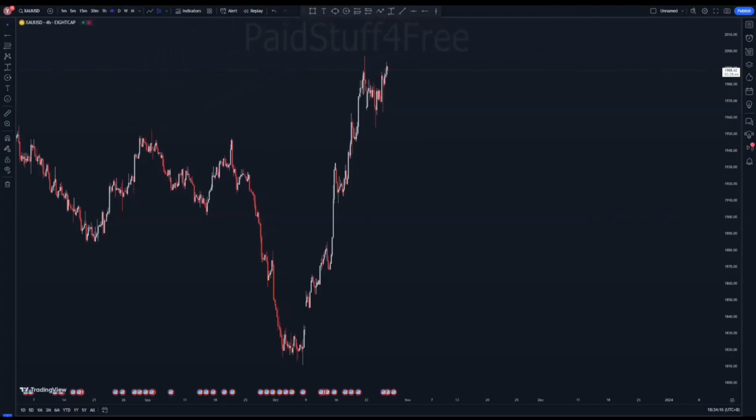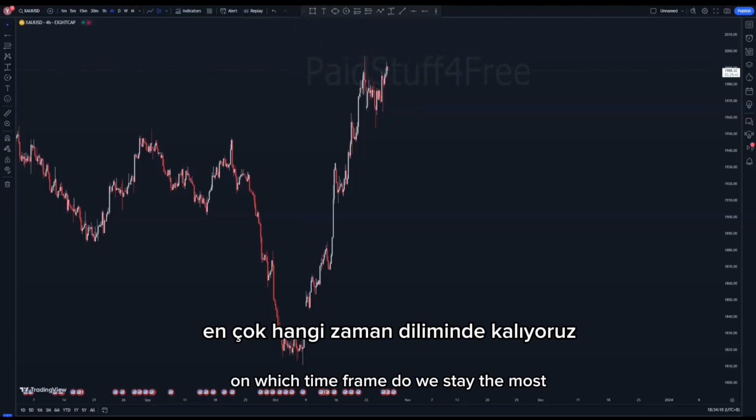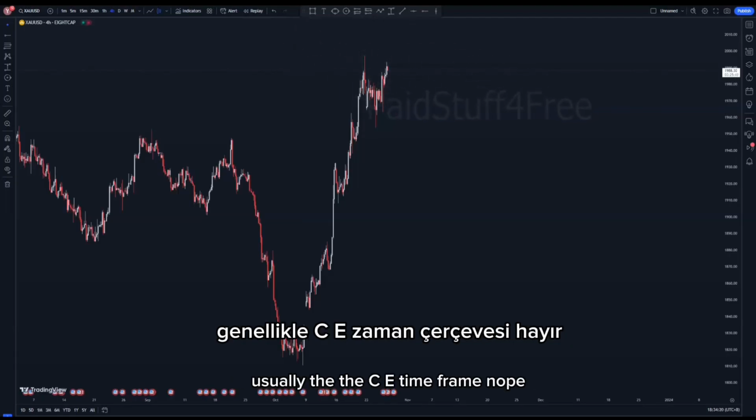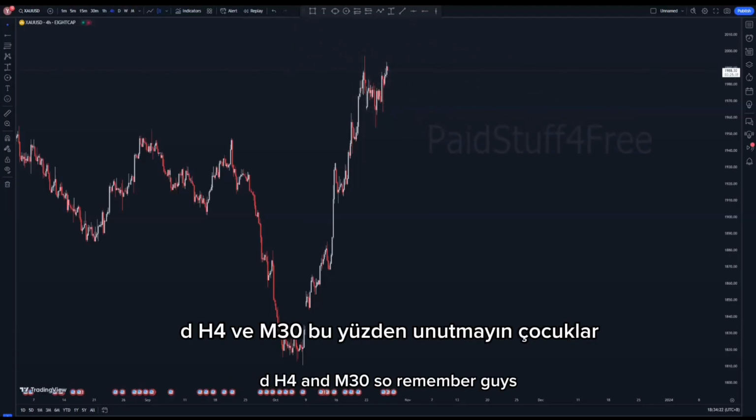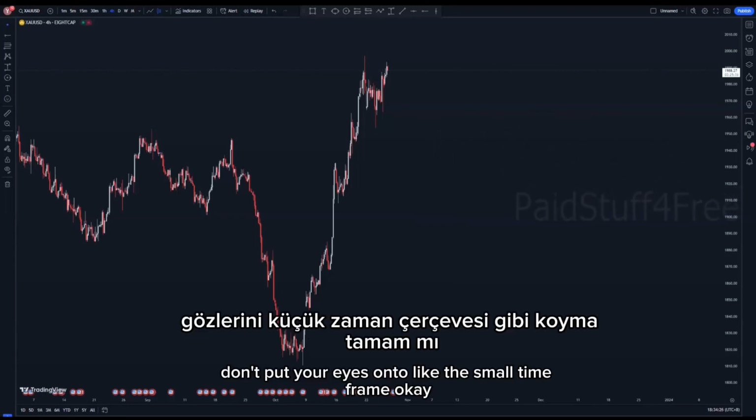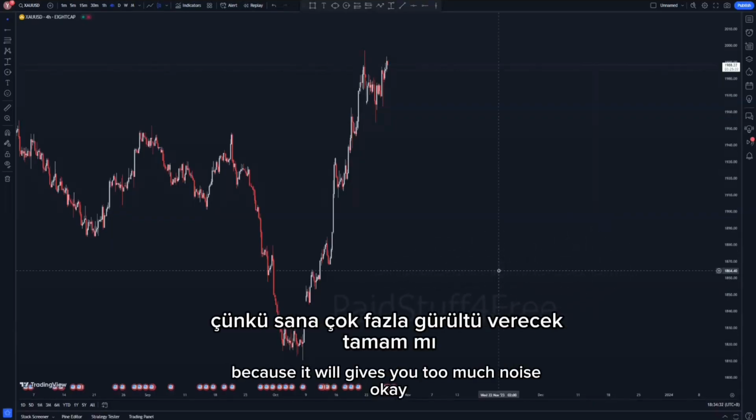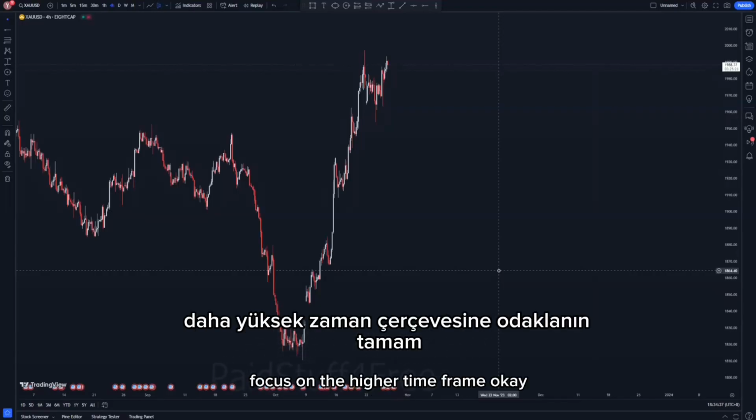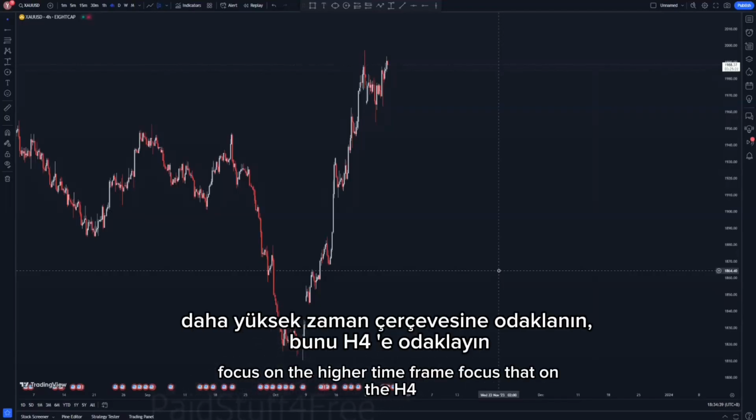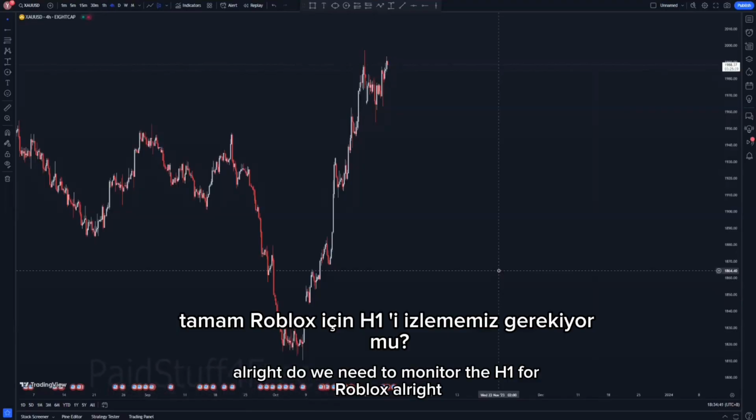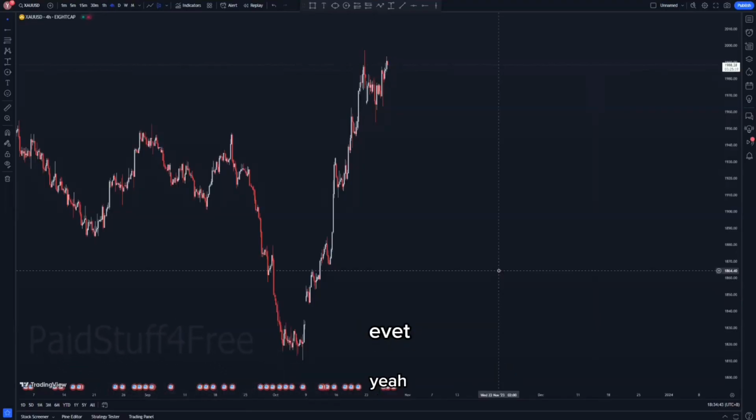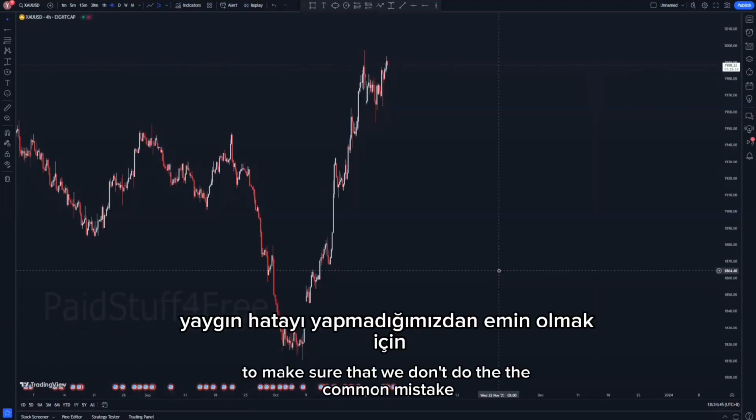All right. On which time frame do we stay the most usually? The H4 and M30. So remember, guys, don't put your eyes onto the small time frames, because it will give you too much noise. Focus on the higher time frame. Focus on the H4, right? Do we need to monitor the H1 for roadblocks? All right, yeah, to make sure that we don't do the common mistake.